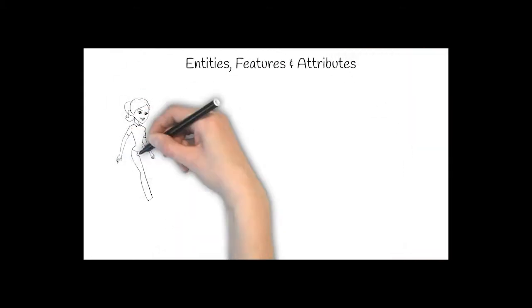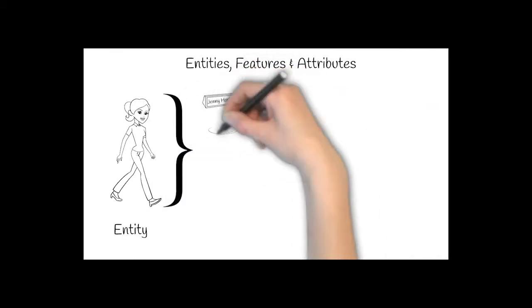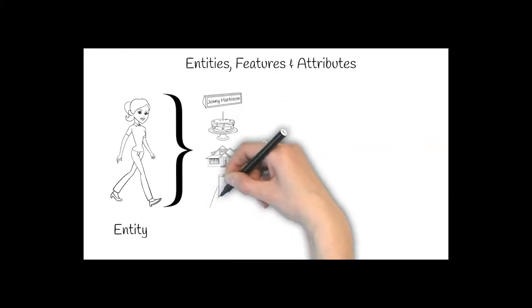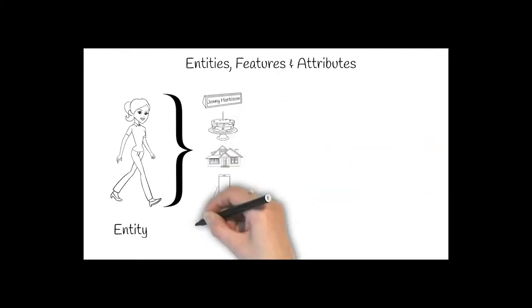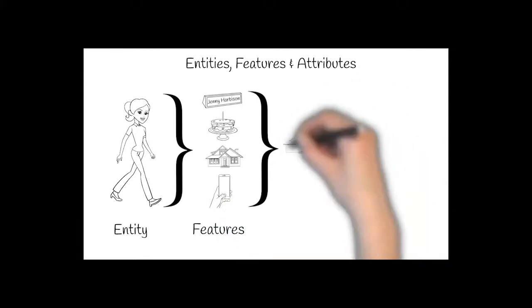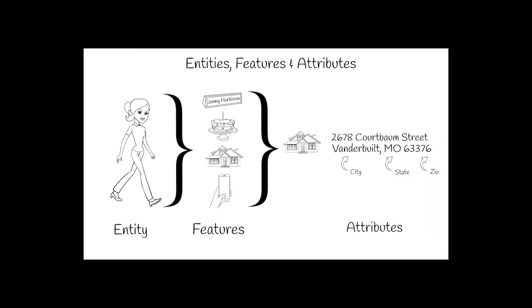Entities, features, and their attributes. An entity, like a person entity, has features in data like a name, a birth date, an address, and a cell phone number, to name a few. These are all examples of features. Within a given feature, like an address, for example, there are attributes which compose that feature, like city, state, and zip, in the case of an address.